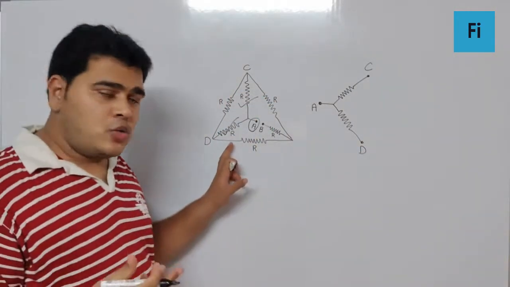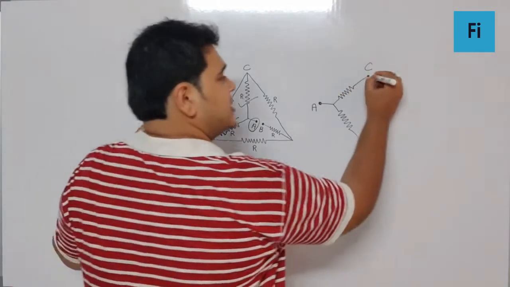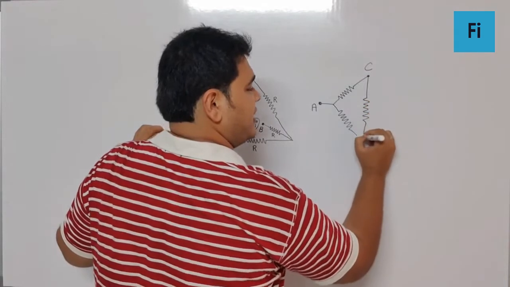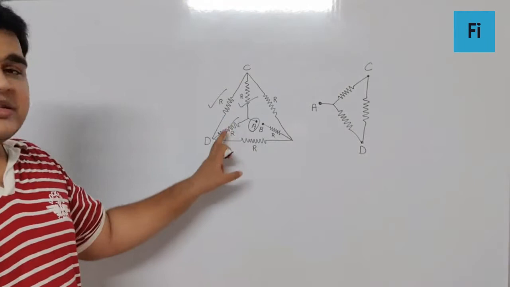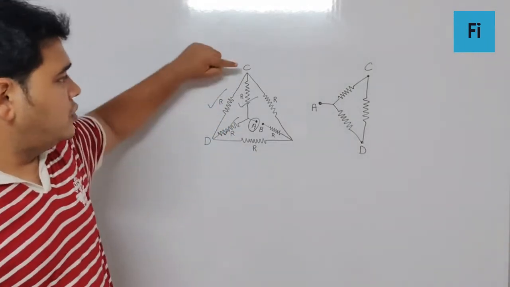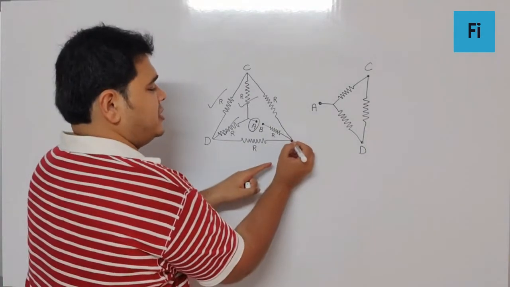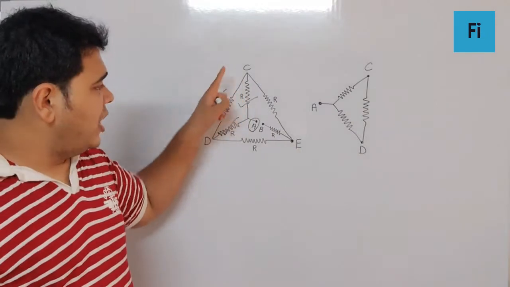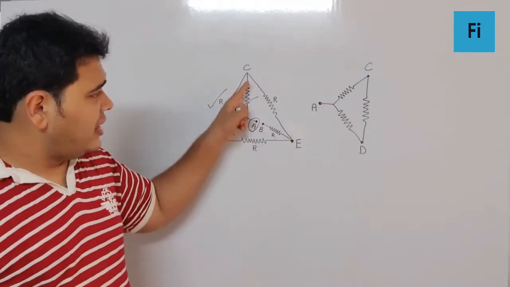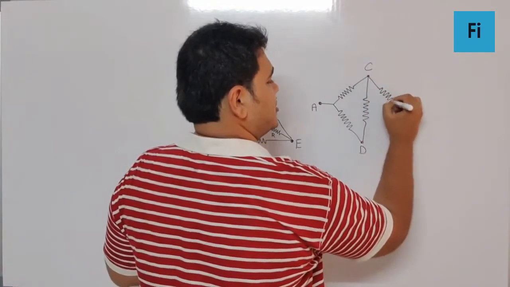Okay. Now if you concentrate, between C and D there is one resistance, that means a resistance R comes here, which is this one. So these are three resistances. Now from C, let's call this point E. From both C and D, one resistance each is going to E. So let's draw it this way.